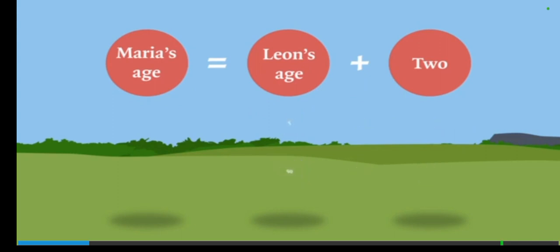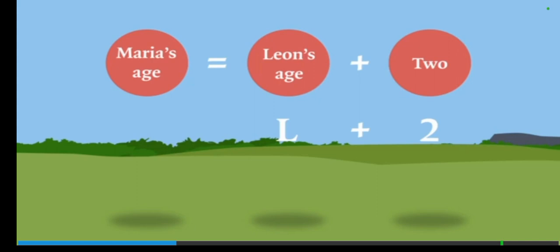Let L be Leon's age. Then we can write Maria's age like this, L plus 2. L is a symbol that represents a value, in this case, Leon's age. Every year, Leon becomes older, and the value represented by L changes. But Maria is always L plus 2 years old.